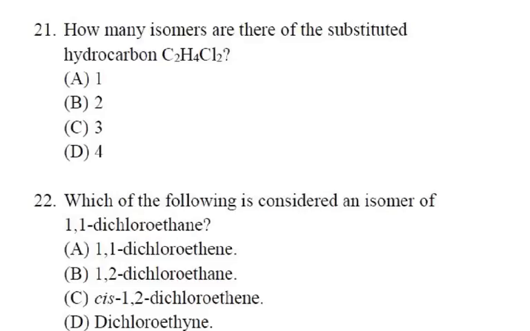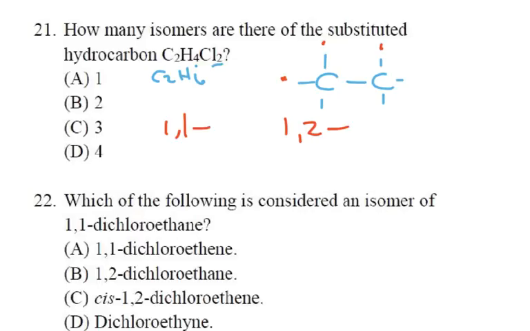How many isomers are there for the substituted hydrocarbon C2H4Cl2? Well, if we add these together, we get 6. So this is like C2H6, which means it's going to be all single bonds. So we start with this structure. Now we're going to put on chlorines. We could put 1 and 1, and we can have 1 and 2. So we have a 1,1 dichloroethane. We could have 1,2 dichloroethane. There's no cis and trans here because it's a single bond, so the answer has to be 2. We wouldn't have 2,2 because that would be the same as 1,1.